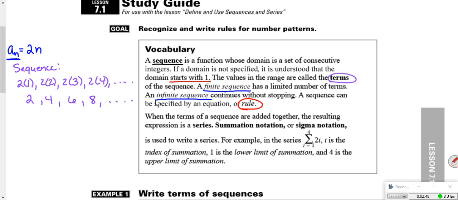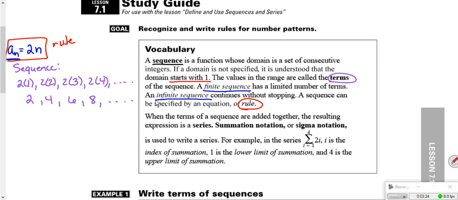Again, this right here is my rule. That's how I get from one number to the next in my sequence. My n is where the domain number goes, and we always start with the number 1 for your domain. Now, once you have a sequence, you can also do a summation of a sequence, which means you're adding up all those terms.